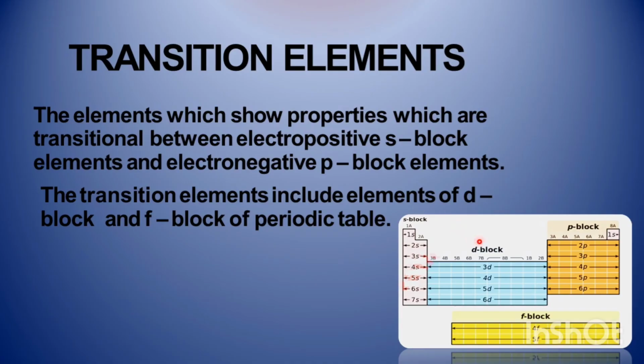Students, as we have seen that D block elements are present between S and P block elements, therefore, the transition elements can be defined as the elements which show properties which are transitional between the electropositive S block elements and electronegative P block elements. Because S block elements are metal atoms, therefore they are electropositive in nature, whereas P block elements are non-metals and they are electronegative in nature. So the transition elements include the D block elements and the F block elements of the periodic table.